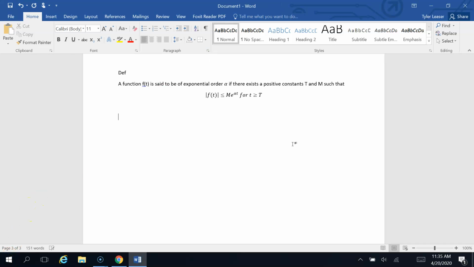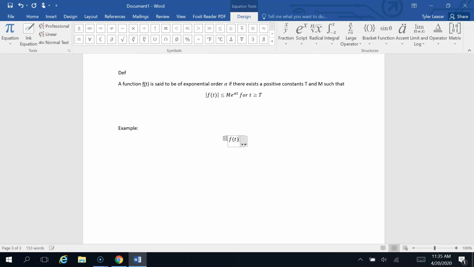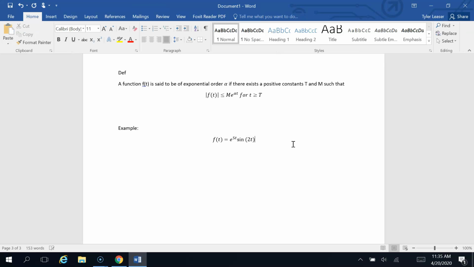All right, so just a quick example. Let's look at the function f of t is e to the 5t sine of 2t. The e to the 5t is going to be the dominating term here. Sine of 2t, remember that sines and cosines always alternate between -1 and +1. So this isn't going to do anything as far as blowing up to infinity. This is just going to make it go back and forth like a sine wave, basically.